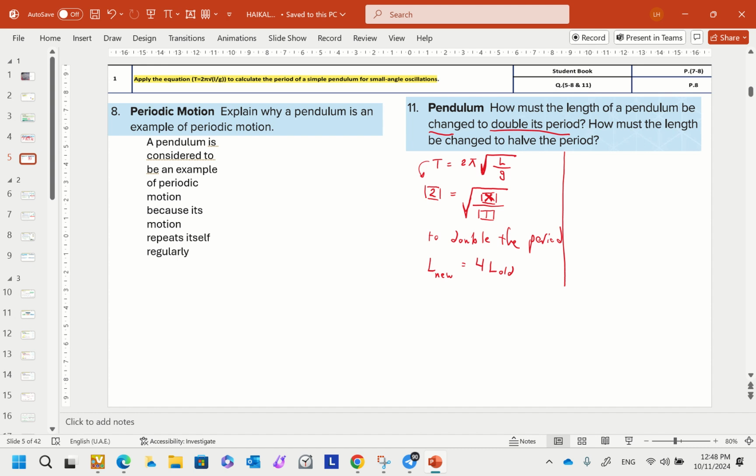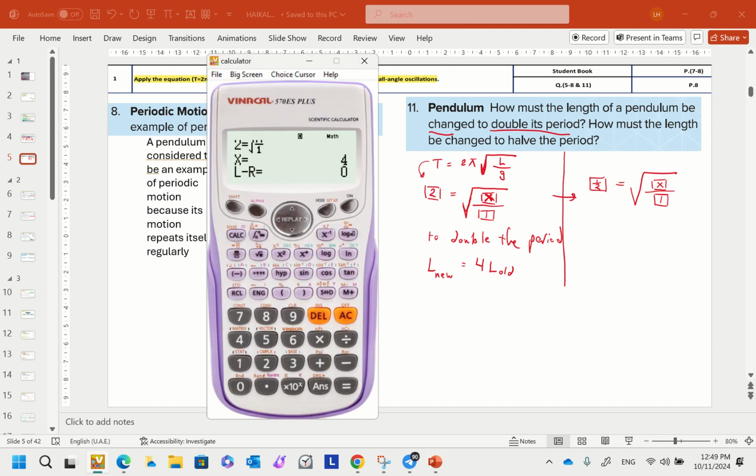Now the next question, it says how must the length be changed to half the period? So using the same relationship, we're going to put empty squares instead of the variables. We have the period, and we have the length in the numerator and the gravitational field in the denominator. Again, the gravitational field is kept constant. He says in order to half the period, what should I do with the length? So the equation is half equals the square root of x, which is the factor of the length, divided by the gravitational field. Here the gravitational field was kept constant, so I place 1.